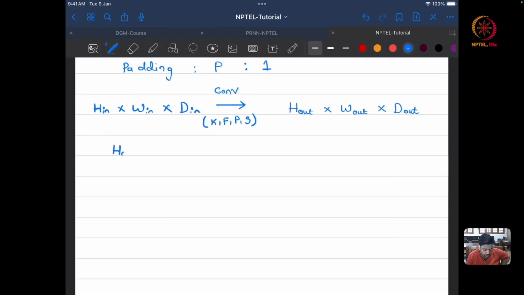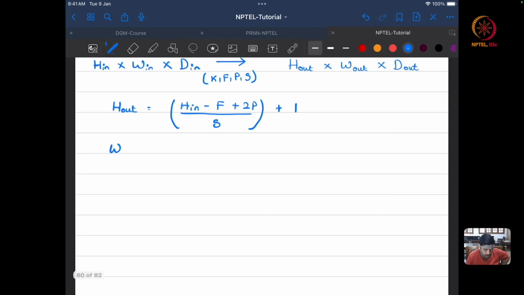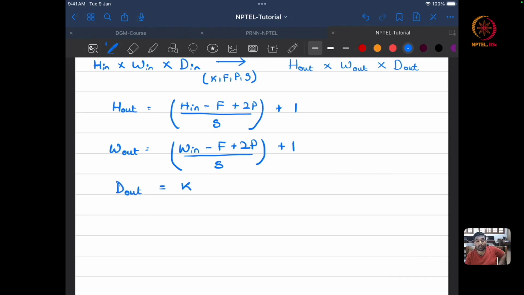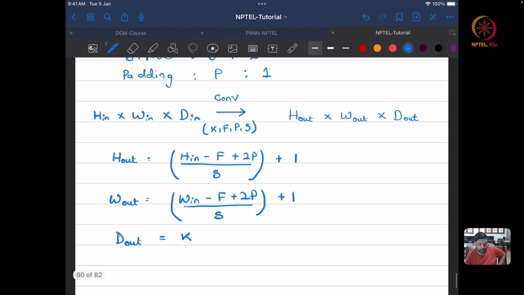H out is equal to (H in minus F plus 2P) divided by S, plus 1. And the width W out is (W in minus F plus 2P) divided by S, plus 1. D out is equal to K, just the number of filters.